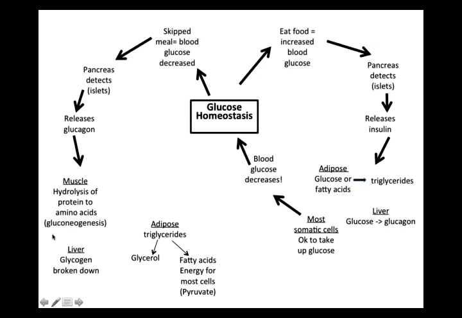This is called gluconeogenesis. Gluconeogenesis is just the breaking down of those long proteins, and it means that we're breaking down muscle, but we're getting some food out of it that we might need because our glucose is decreased.